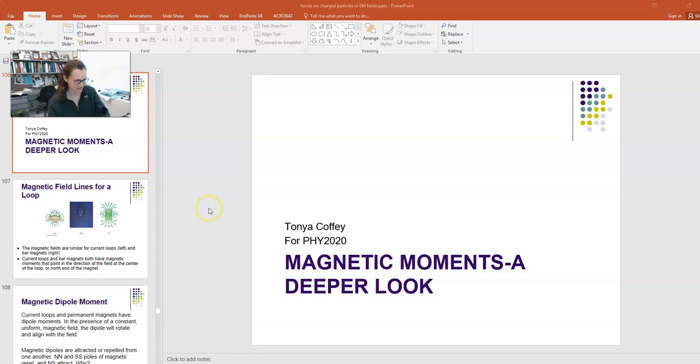What I'd like to do today is to talk about magnetic moments. We introduced the idea of a magnetic moment in a previous lecture, but now I want to take a deeper look and then show you where the source of attraction and repulsion between magnets comes from, using this argument of magnetic moments.